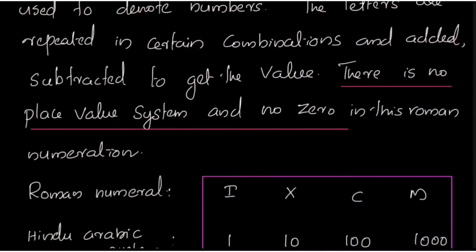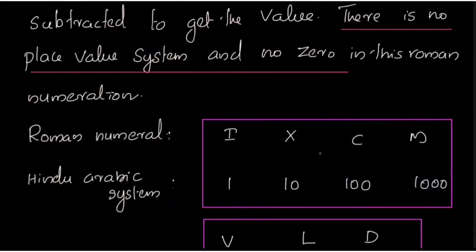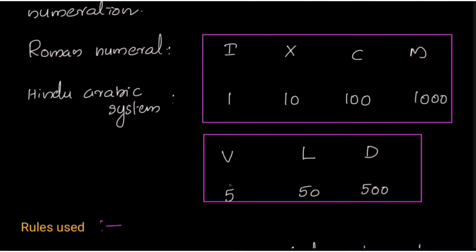There are some fixed Roman numerals, and first we have to learn them by heart to form every number. The Roman numerals corresponding to the Hindu-Arabic numbers are: I represents 1, X represents 10, C represents 100, and M represents 1000. We have to learn IXCM by heart as 1, 10, 100, 1000. Then V, L, D as 5, 50, 500 respectively. That is, V for 5, L for 50, and D for 500.